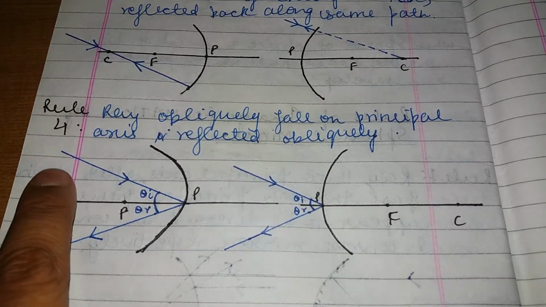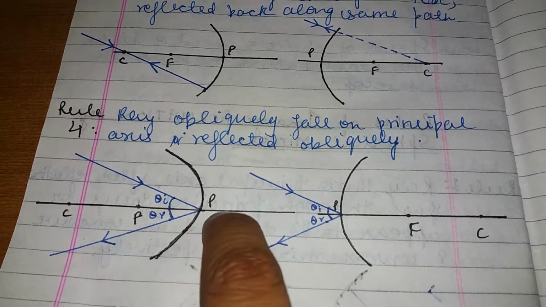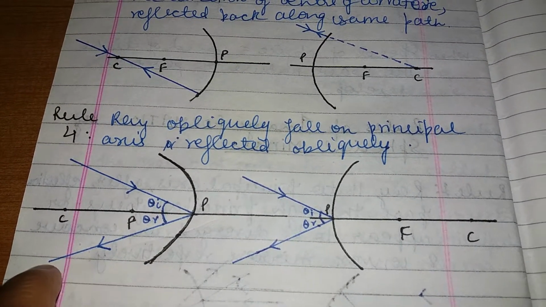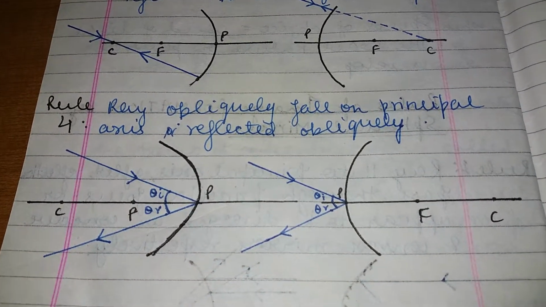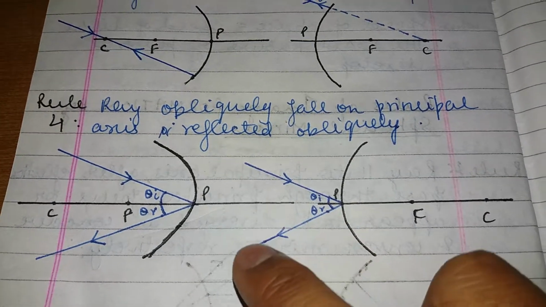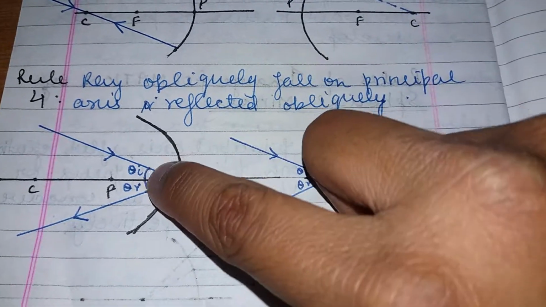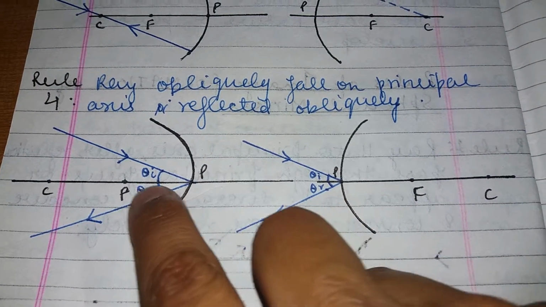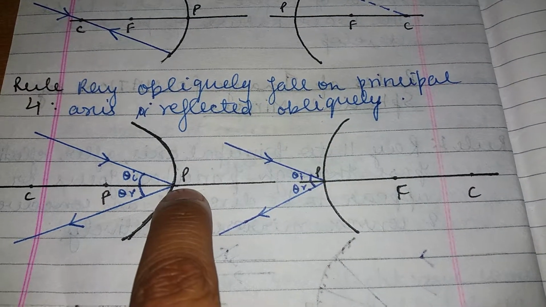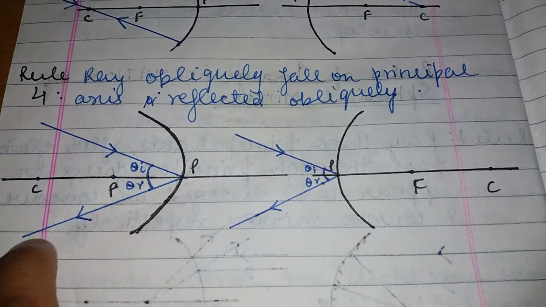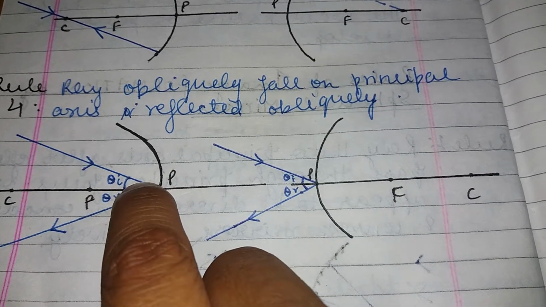Rule number 4. A ray which falls obliquely on the pole, that is point P, after reflection will be obliquely reflected at the same point. Now, what is the meaning of obliquely here? Obliquely is when the angle of incidence equals the angle of reflection. That means if it makes an equal angle at the pole, then after reflection it will make an equal angle with respect to the normal.